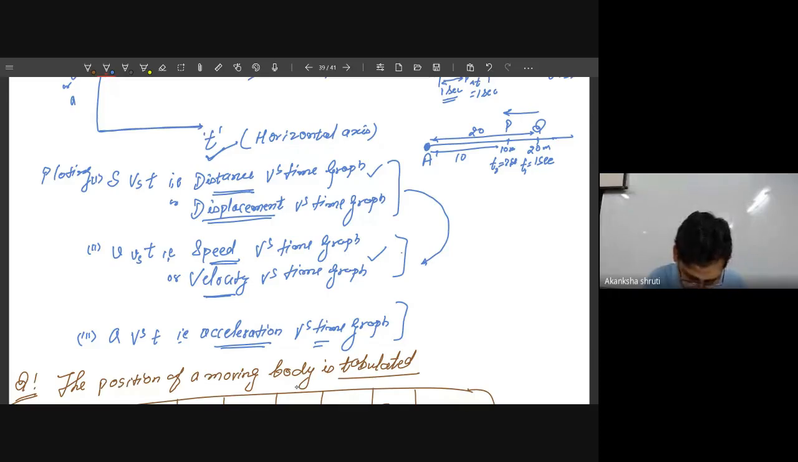Plot the velocity time graph. It is possible. Or even if the distance time is given, then we can calculate the velocity from it. If the velocity time is given, we can calculate the acceleration from this, or even the acceleration time graph can be drawn. Reverse is also possible.